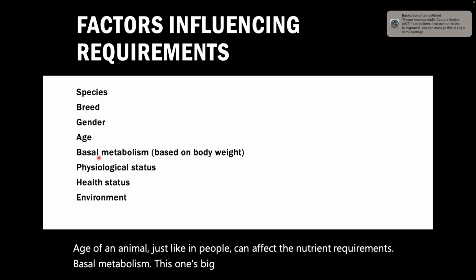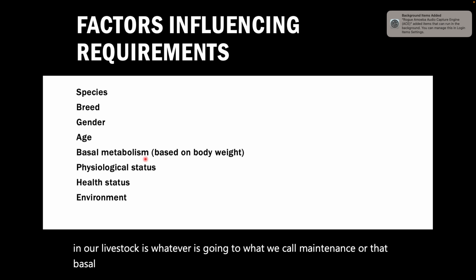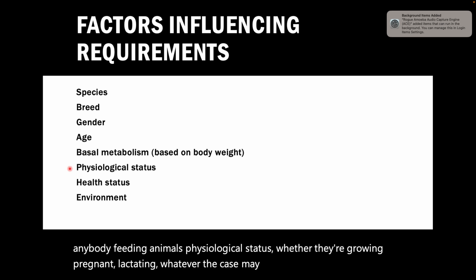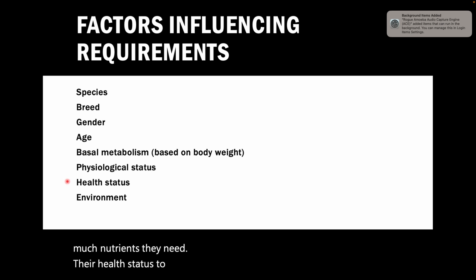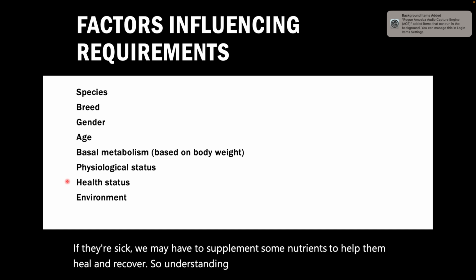This is our major nutrient cost in our livestock, whatever's going to what we call maintenance, or that basal metabolic rate. That's a big expense for most livestock producers and anybody feeding animals. Physiological status, whether they're growing, pregnant, lactating, whatever the case may be, is going to affect how much nutrients they need. Their health status: to keep animals healthy, they need to have adequate nutrients. If they're sick, we may have to supplement some nutrients to help them heal and recover. So understanding health impact is big as well.